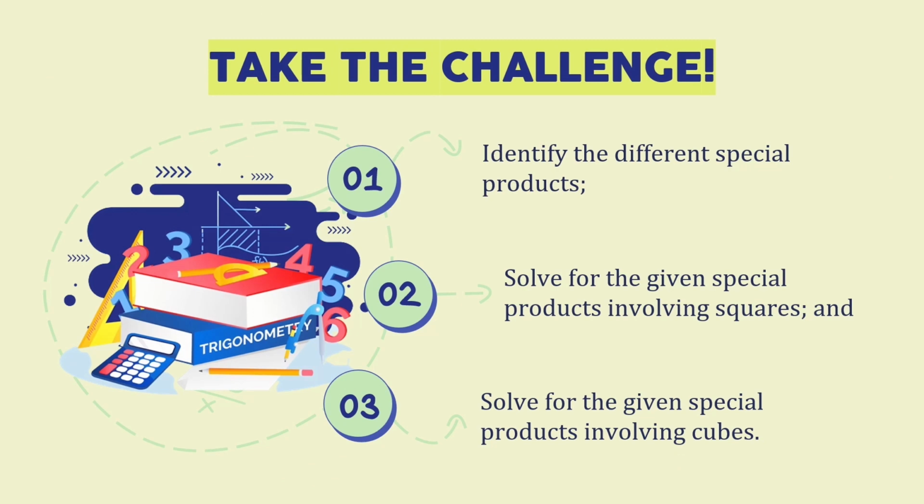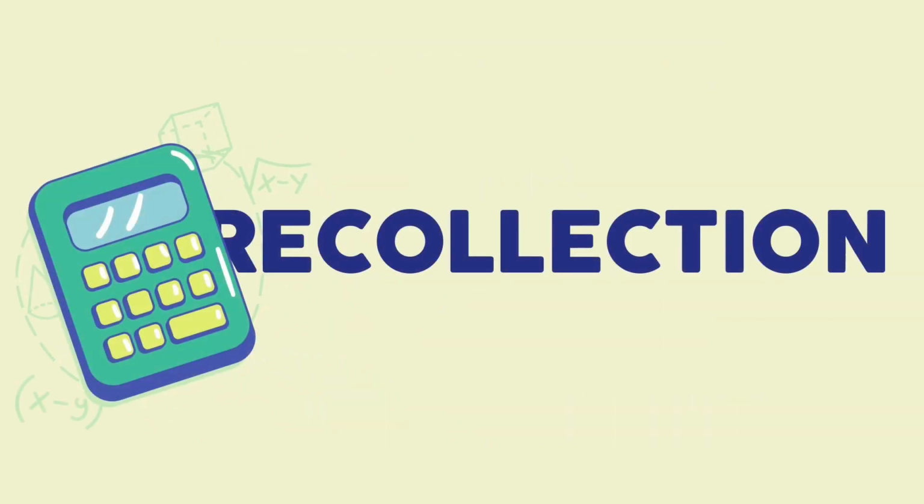In light of this topic, let's challenge ourselves to achieve the following objectives. The first is to identify the different special products. The second is to solve for the given special products involving squares. And the third is to solve for the given special products involving cubes, which is in the second part of this series. But first, let's have a small recap, a pre-activity.